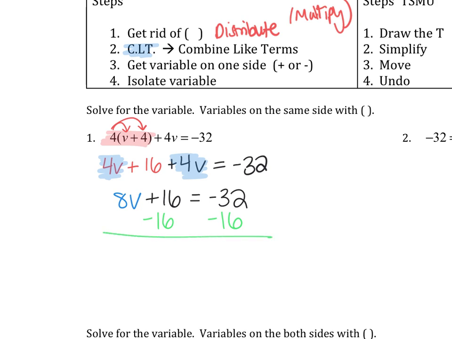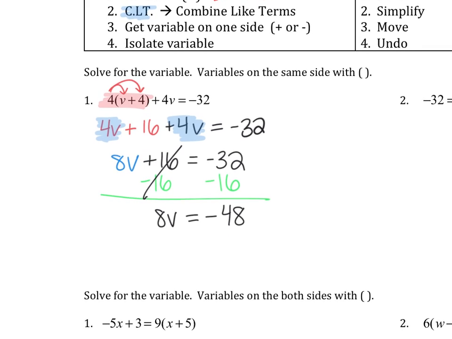If I minus 16 from both sides of the equation, I get 8v, the 16's go away, equals negative 48. And then 8v, remember, means 8 times v. So the opposite of times is dividing, and you're going to divide both sides by that 8 to get rid of it. Okay? So if I divide both sides by the 8, I now get v equals negative 48 divided by 8, which is negative 6.